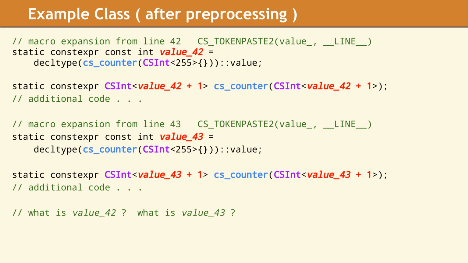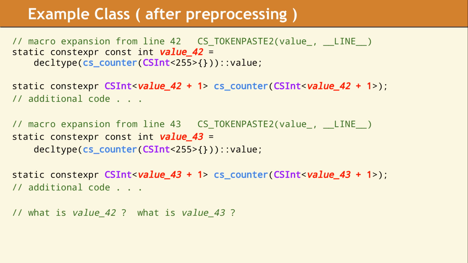Therefore, the decltype type evaluates to a wrapped 1, and the value gives us an integer 1. We then go on to declare an overload of CS counter that takes a wrapped 2 and returns a wrapped 2. And we can continue in this fashion.